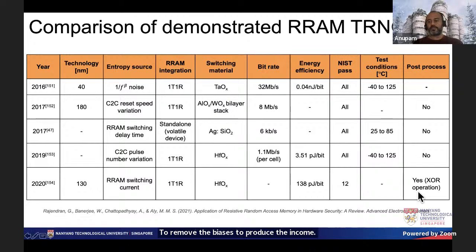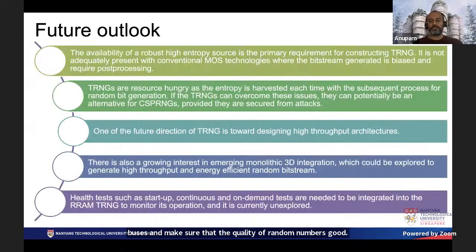And in some cases, this is the post-processing. As I said, since it did not pass all the NIST randomness tests, it had to be further processed in order to remove the biases and make sure that the quality of the random number is good. So this is about various TRNG structures.